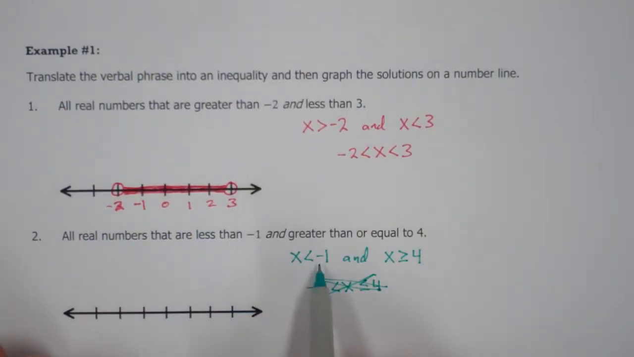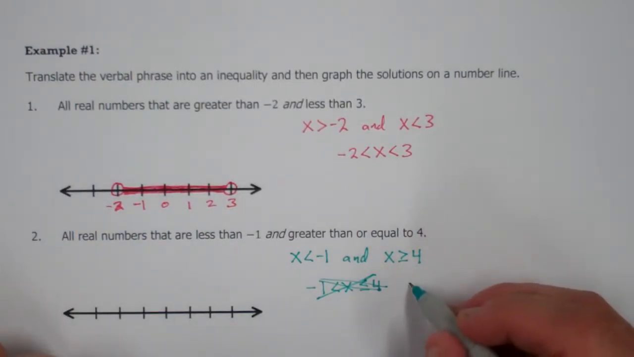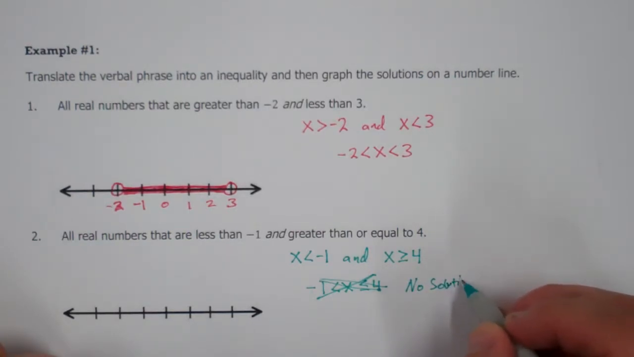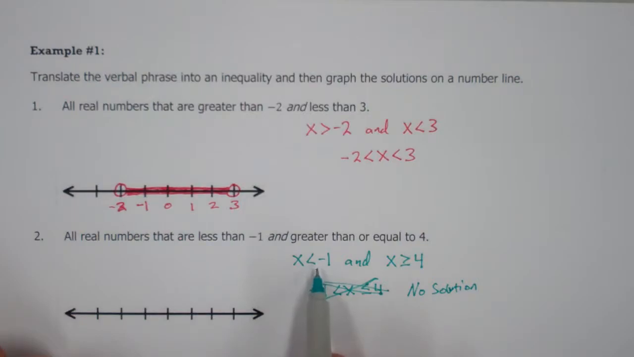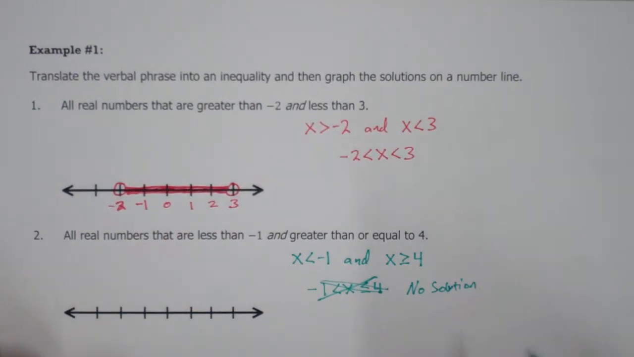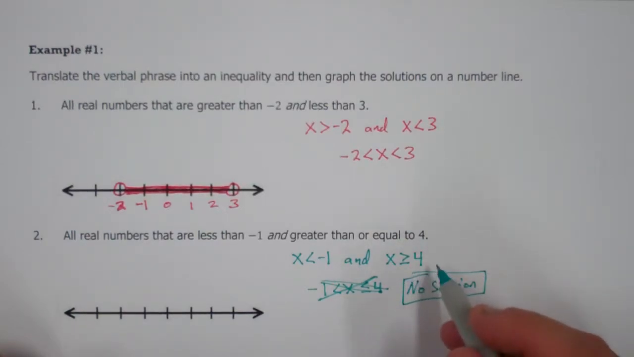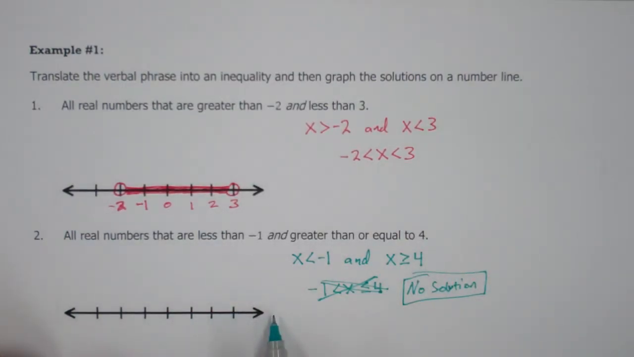We have to find numbers that are less than -1, so we have to find a bunch of numbers that are negative, less than -1, and at the same time, those numbers have to be bigger than or equal to 4. So there is no solution for this one. You can't come up with any number that is lower than -1 and still at the same time greater than or equal to 4. So this is no solution, and there's nothing we need to draw on the number line.